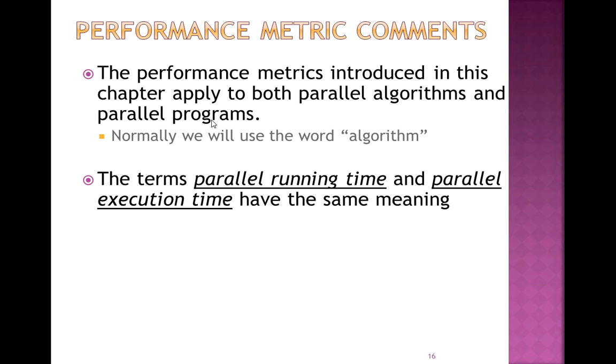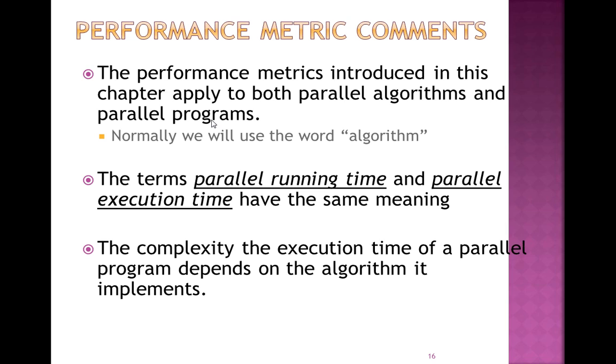This is the performance metric component. We have discussed the algorithm. What are the metrics used for the algorithm or for the programs? There are two types of metrics used. One is known as parallel running time and another one is known as parallel execution time. And they have the same meaning.